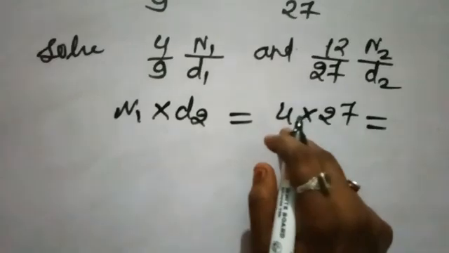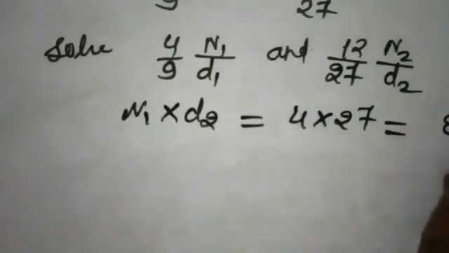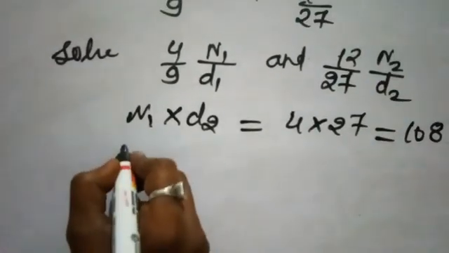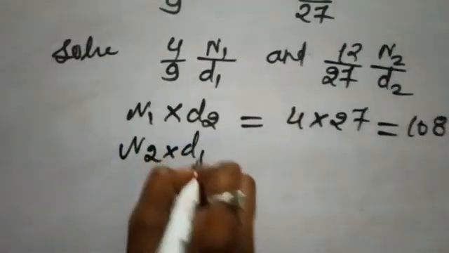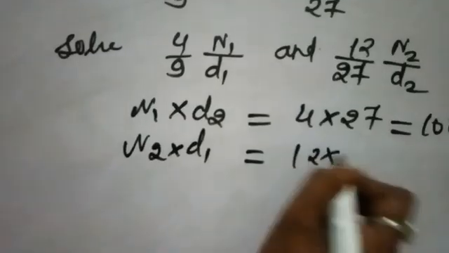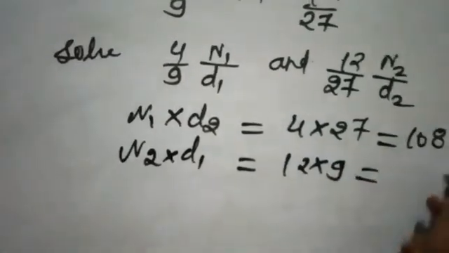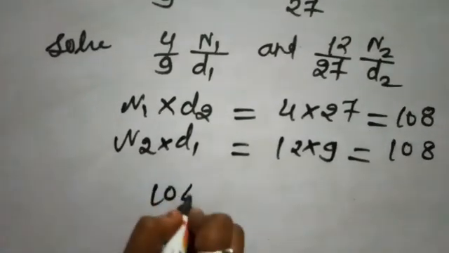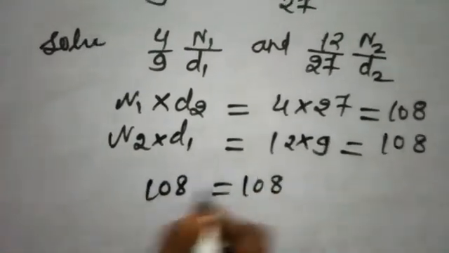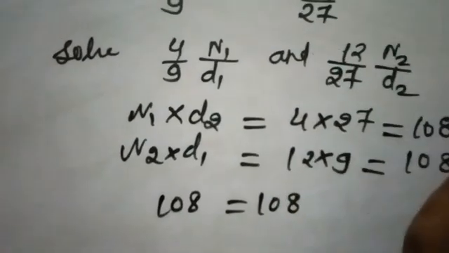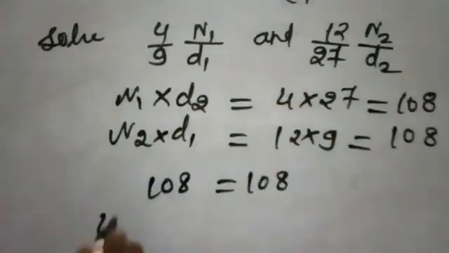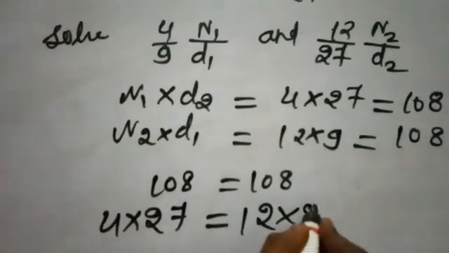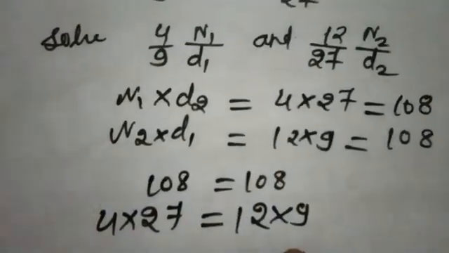So our answer is 4 7s are 28, 4 2s are 8, and 108. Now n2 multiplied by d1, it is 12 multiplied by 9. So our answer is 108, and 108 is equal to 108. This is the value of 4 multiplied by 27, and this is the value of 12 multiplied by 9.